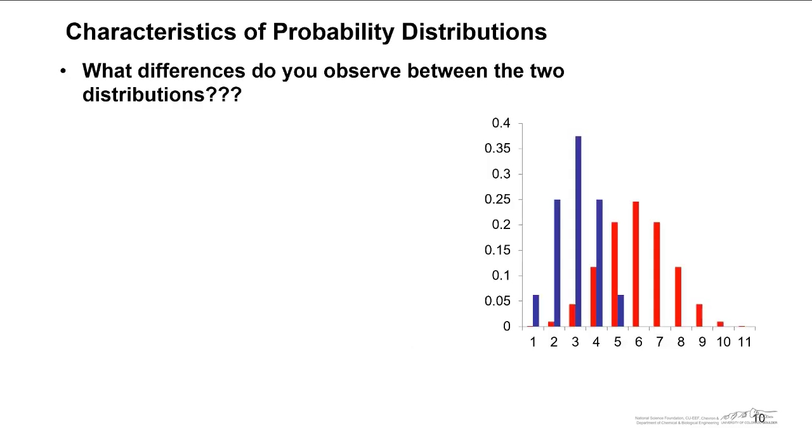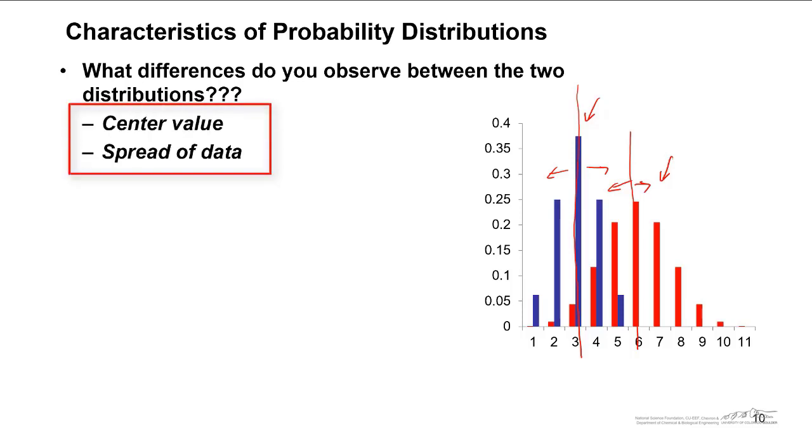Let's talk real quickly about how you can characterize distributions. We have two distributions here. We have this dark blue one and this red one. And there are some differences that you see. One is that the central tendency, or the average of the blue one, is a little bit lower than the red one. Another thing you observe is that the spread in the data, or how far most of the data is from the center, is a little bit different. It's bigger for this red distribution. So we see there's a different center value and spread.